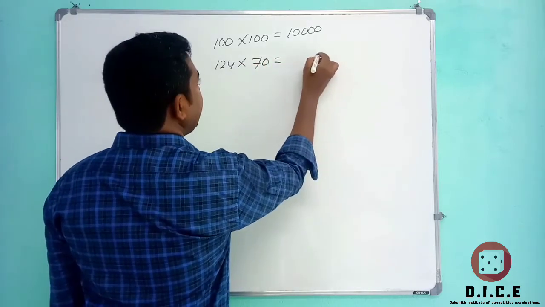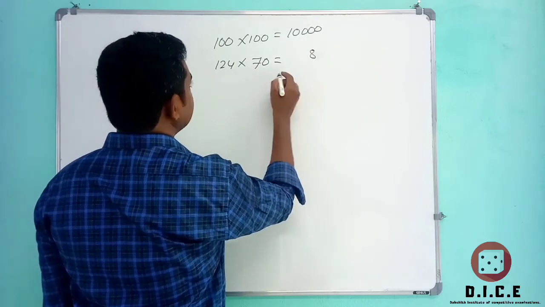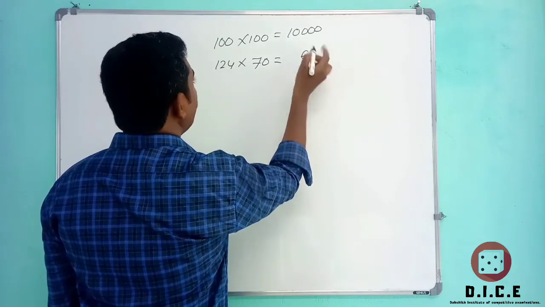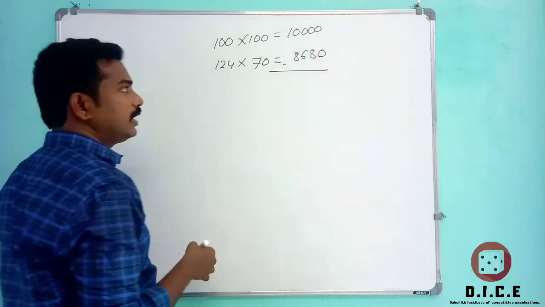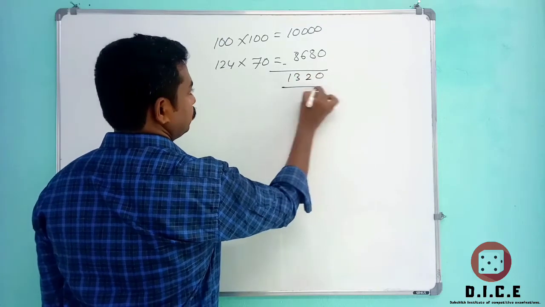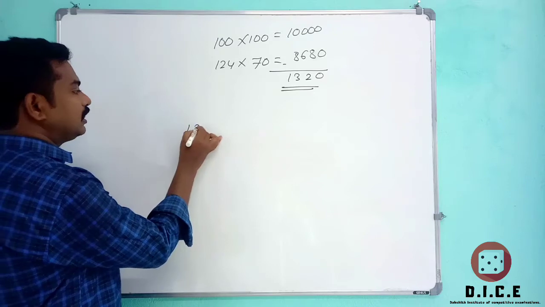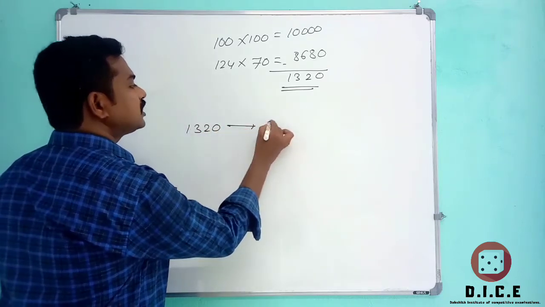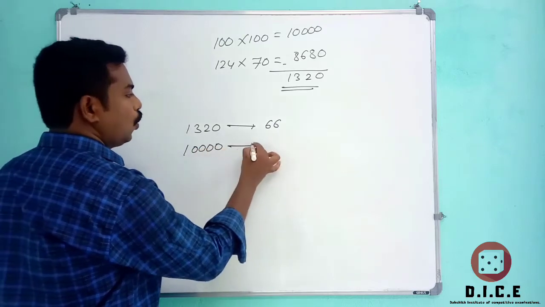7 fours are 28, 8 and 2 to carry. 7 twos are 14 plus 2, that is 16. 7 ones are 7 plus 1, that is nothing but 8680. Subtract 8680 from 10,000, and you will get 1320. Now directly you see that if 1320 is nothing but 66 rupees, now directly what is 10,000?